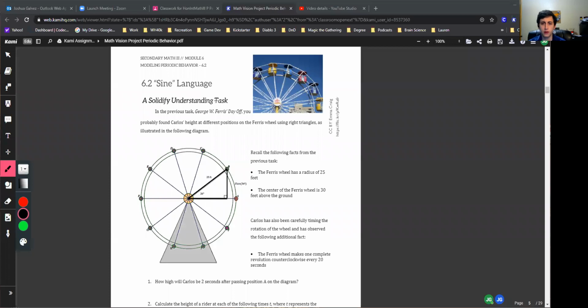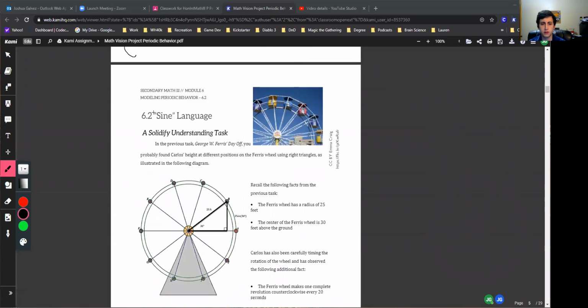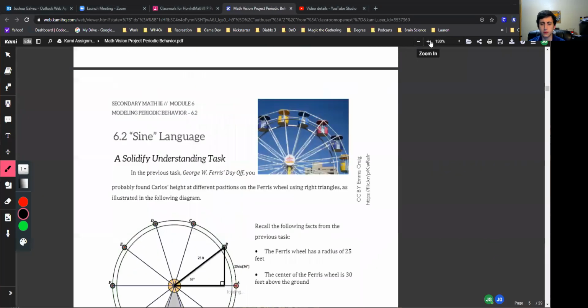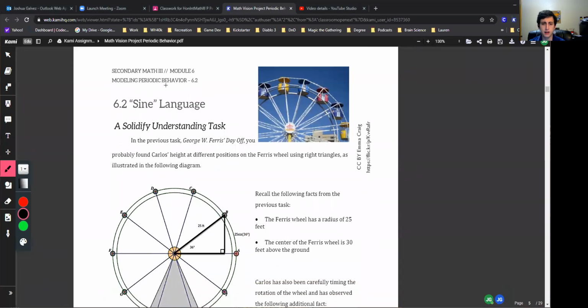Let me share my screen here. So this is where we are, task 6.2, sine language. And we're going to be talking about sine as a function of speed, or as a function of time, excuse me.